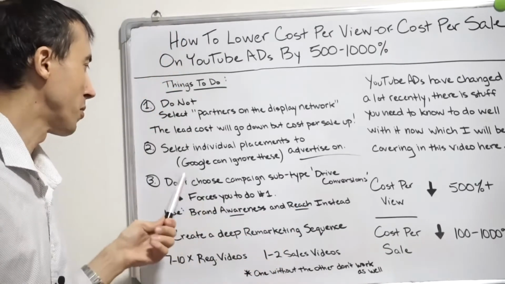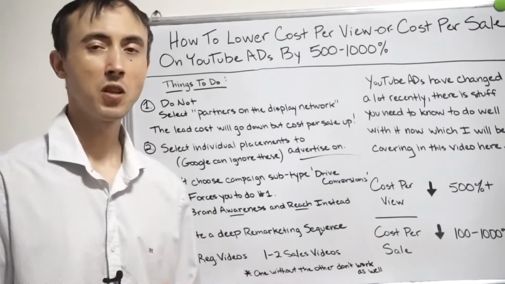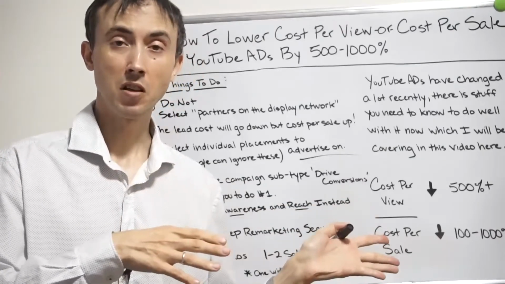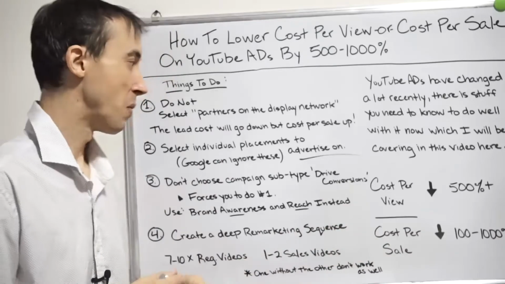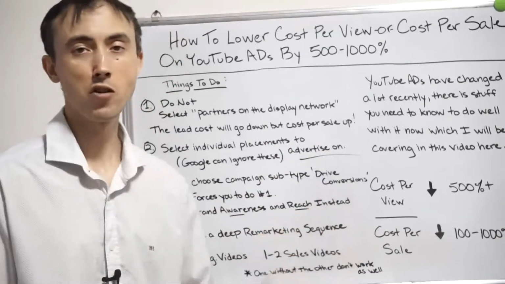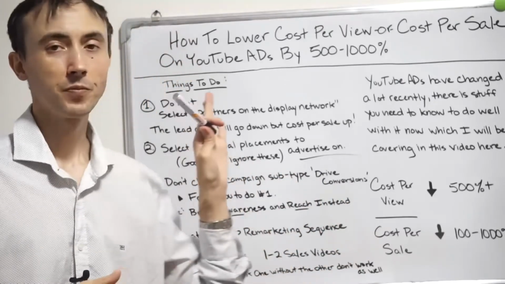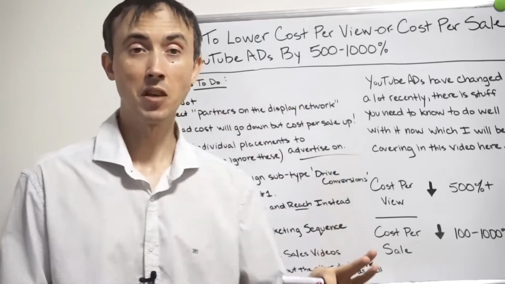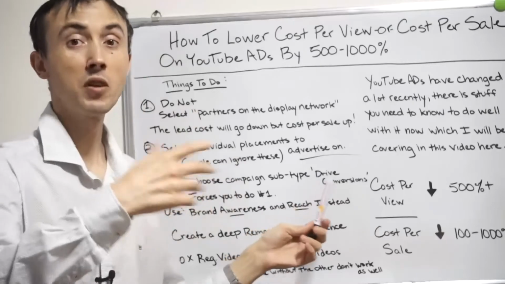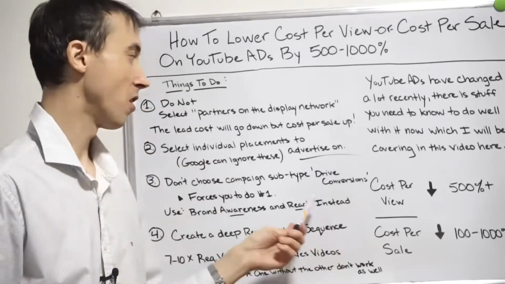Anyway, that's number 2. Number 3, don't choose campaign subtype drive conversions. Okay, so there's different subtypes, and you can see this in the settings menu of your YouTube campaign if you have one already. But you may be tempted, if you want sales, to choose drive conversions as the campaign subtype. If you're going to set up a new campaign, you may be tempted to try it. If you're going to be doing YouTube, because of what I'm telling you here, it's how it can be done, and it's easy, and the model I use, all that stuff.